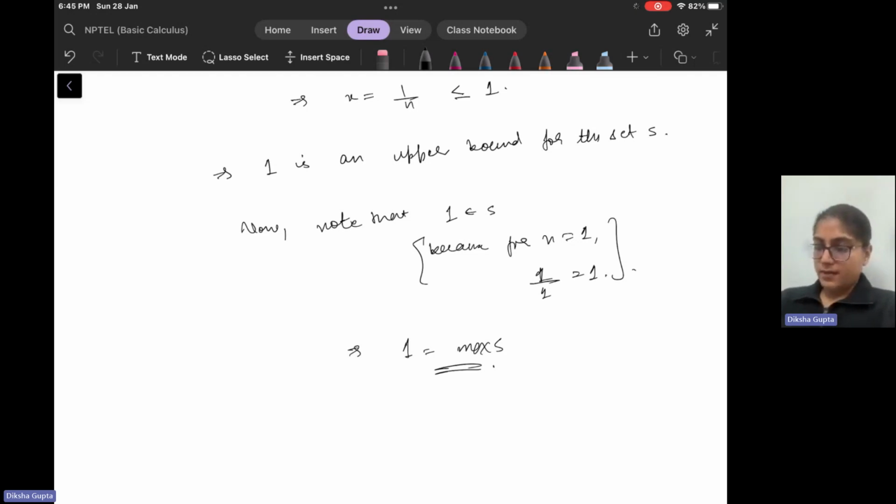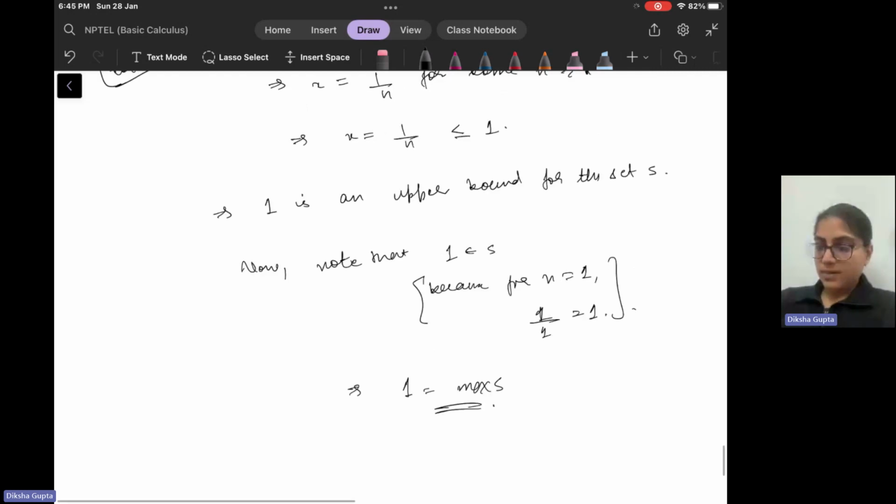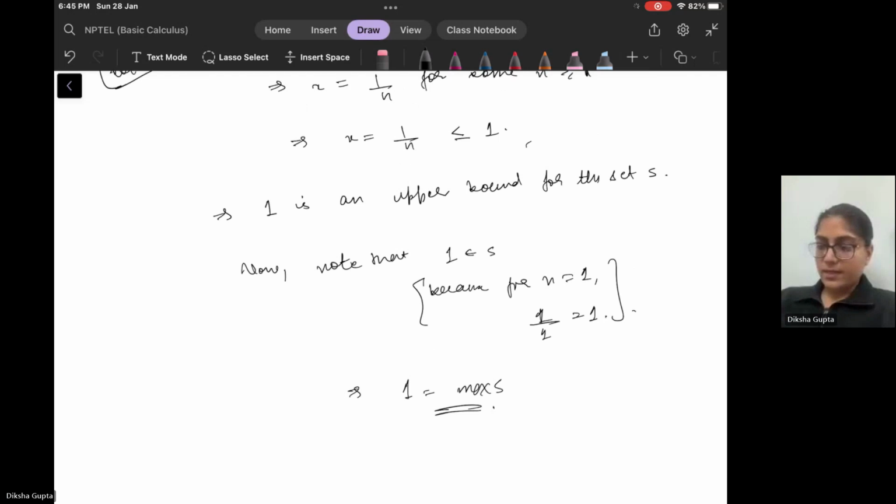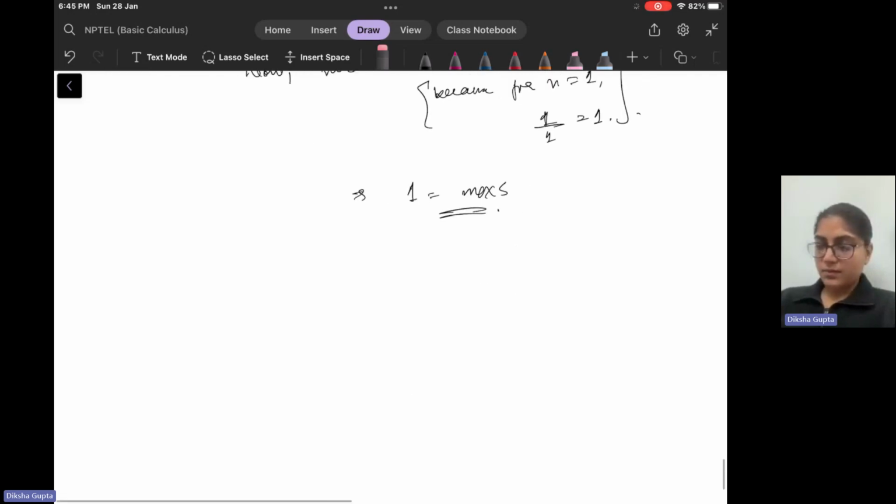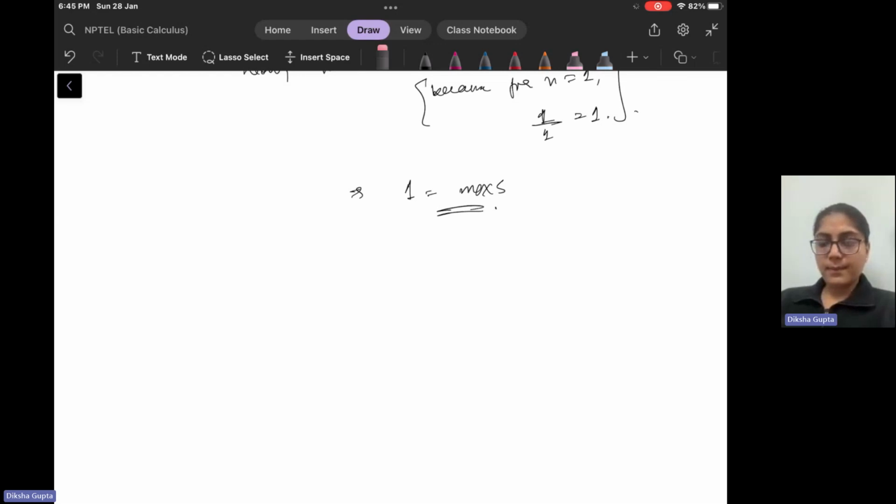Because we have shown that any number in the set S is less than or equal to 1, and in fact 1 is in the set, so the maximum has to be 1. There does not exist any number which is greater than 1, because we have already shown that any number is less than or equal to 1. So we have shown that 1 is the maximum of the set S.